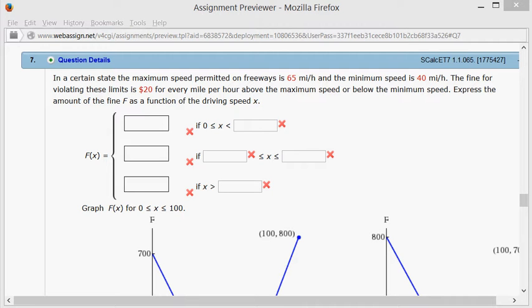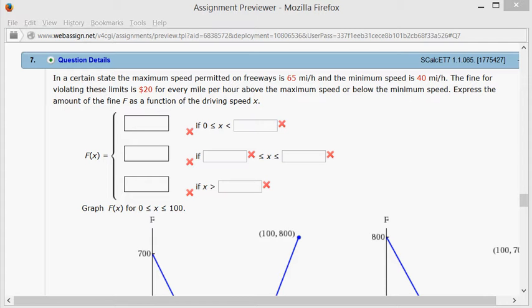Alright, let's look at homework 1.1, problem number 7. It says that in a certain state, the maximum speed permitted on the freeway is 65 miles per hour, and the minimum speed is 40 miles per hour. The fine for violating these limits is $20 for every mile per hour above the maximum speed or below the minimum speed. Express the amount of the fine, F, as a function of the driving speed, X.